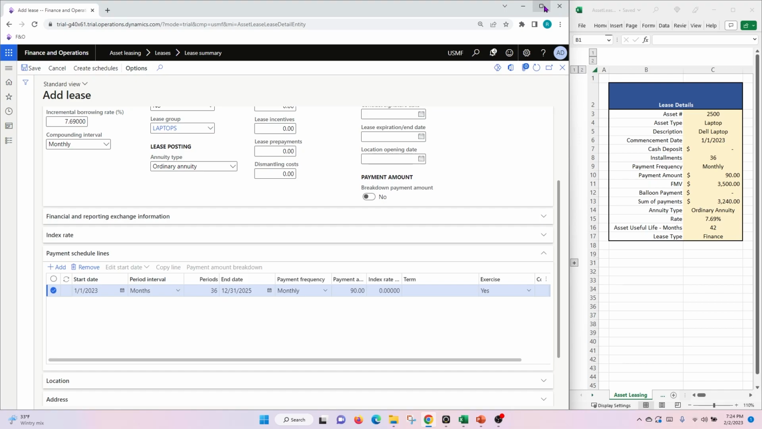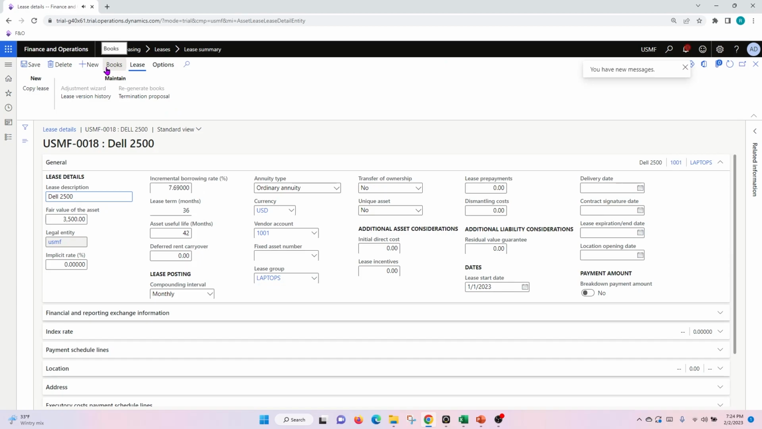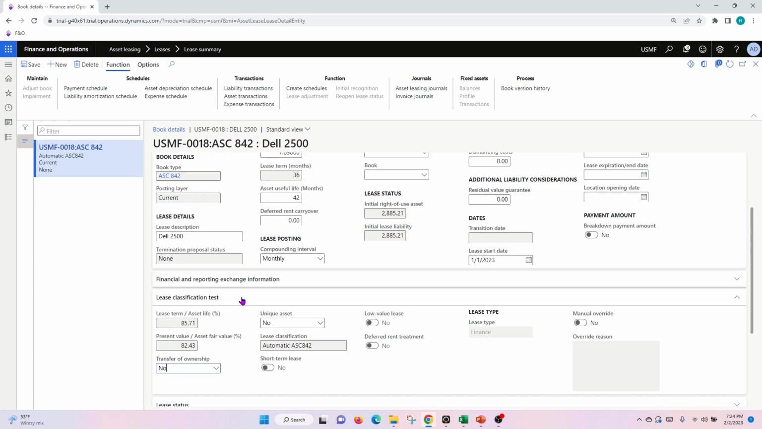So really that's it, guys. I am ready to create my schedules. Once you do that, now you have books available. So click on that. And now here, I can see my USMF 018 ASC 842. If you scroll down here, you can see there's a lease classification test. So this is what I showed you in Excel. And it determined it was a finance lease.